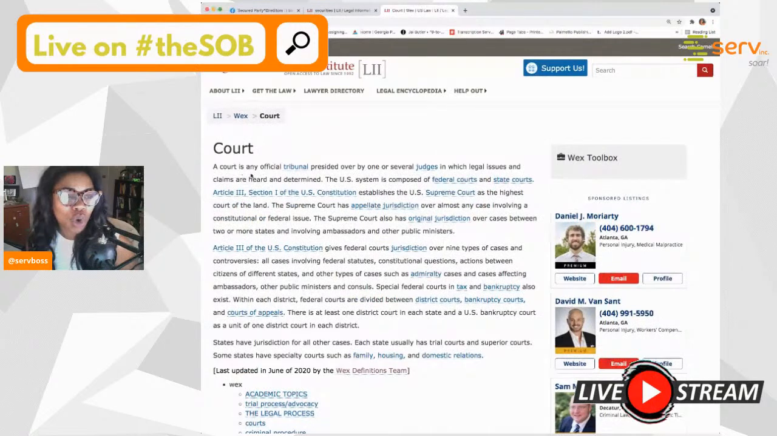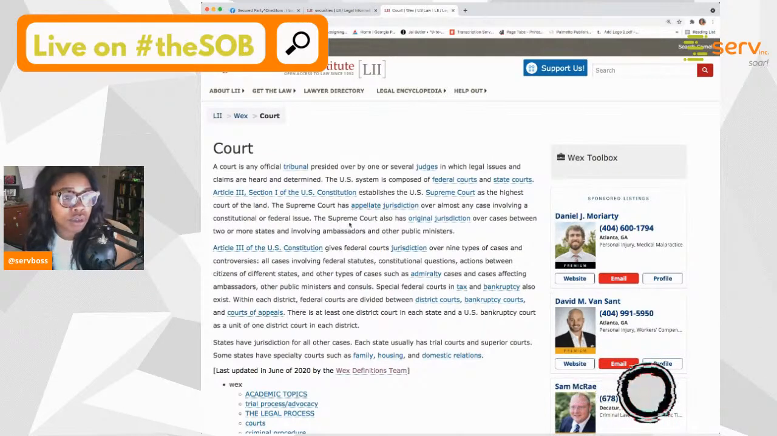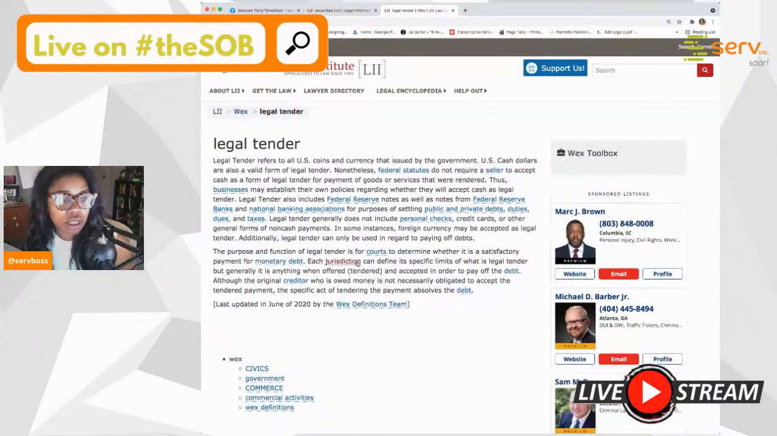A court is any official tribunal presided over by one or several judges in which legal issues and claims are heard and determined. The U.S. system is composed of federal courts and state courts. Article 3, Section 1 of the U.S. Constitution establishes the U.S. Supreme Court as the highest court of the land. The Supreme Court has appellate jurisdiction over almost any case involving a constitutional or federal issue. The Supreme Court also has original jurisdiction over cases between two or more states and involving ambassadors and other public ministers. Okay. I'm sorry, I just had to do it.